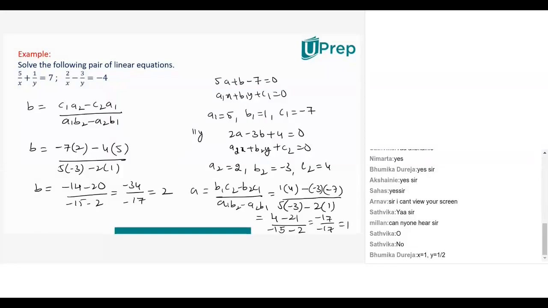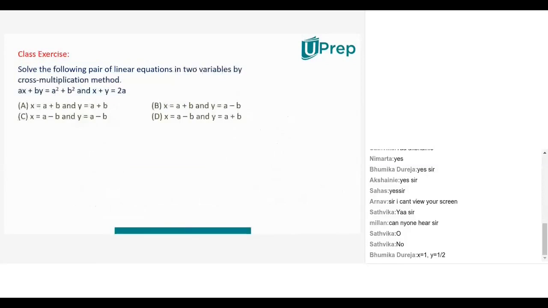Whenever you solve questions in linear equations in two variables, solving using the elimination method and substitution method is easy. So what I want you to do is solve them using the cross multiplication method so that you'll get used to it and your simplification becomes faster, so that it will be helpful for you to solve the questions in much lesser time. That's the idea.